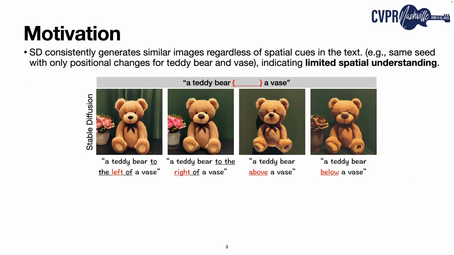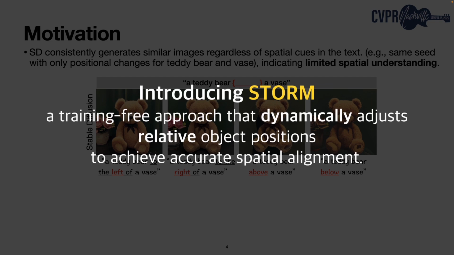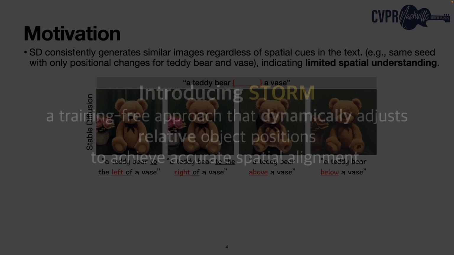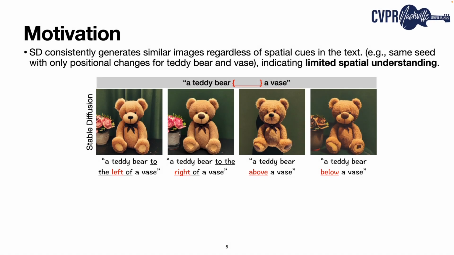What makes this problem even more significant is that Stable Diffusion consistently generates similar images regardless of spatial cues in the text, highlighting Stable Diffusion's limited spatial understanding. Our model, STORM, introduces a training-free approach that directly addresses the challenge of mislocated objects in text-to-image synthesis. By dynamically adjusting relative object positions, STORM ensures accurate spatial alignment as described in the text prompt. Now let me first show STORM's results in tackling these challenges.